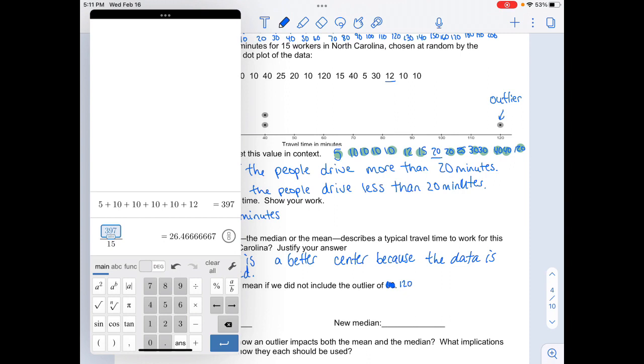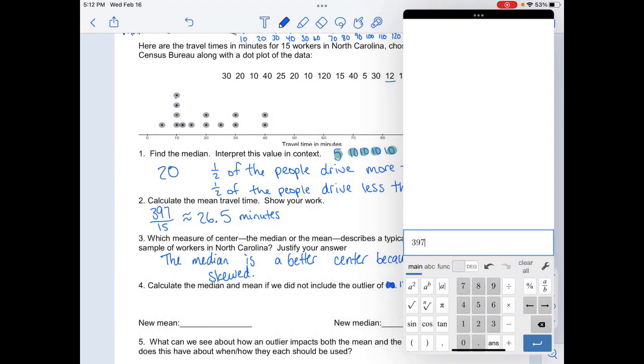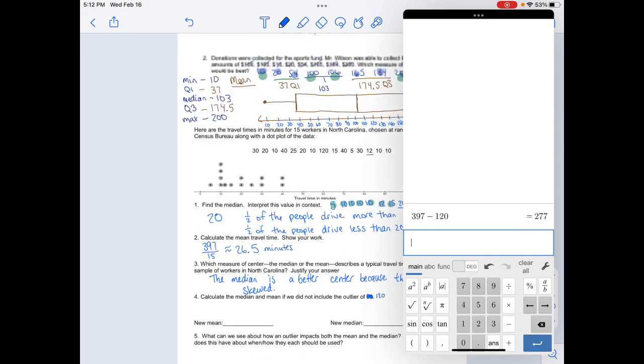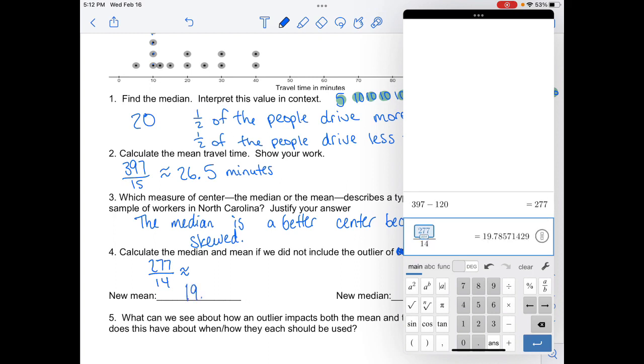So, pro tip here. Since I'm not going to include 120, I'm just going to take 397 and subtract 120 from that. That's going to help me get my mean, because now I take 277. Now I have 14 data points, not 15. And then I will divide that by 14. And I get about 19.79. Okay?